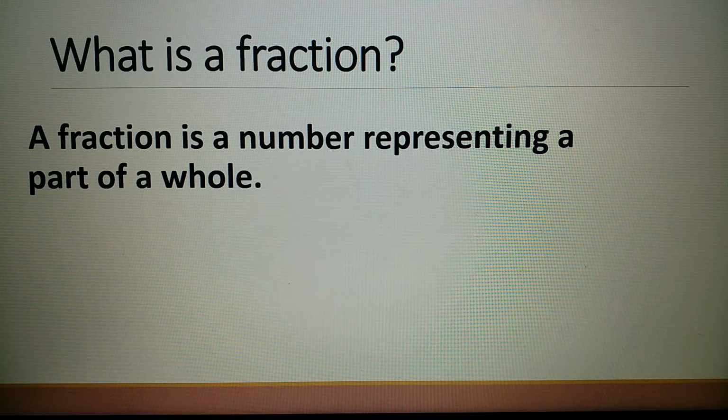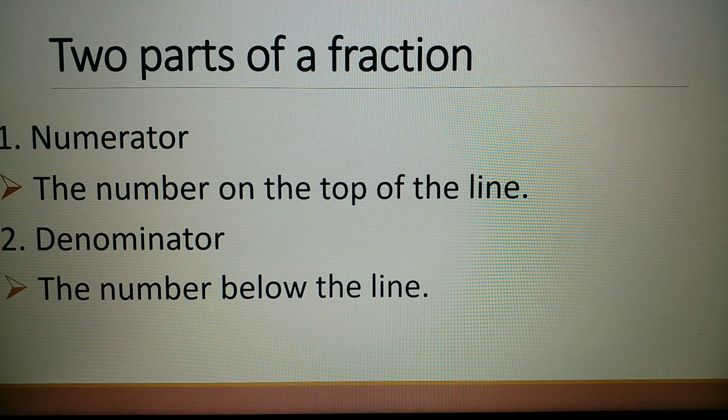What is a fraction, by the way? A fraction is a number representing a part of a whole. And we have also the two parts of a fraction: the numerator and the denominator. The numerator is the number on top of the line. And the denominator is just the opposite, the number below the line.